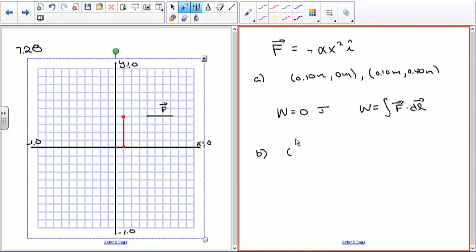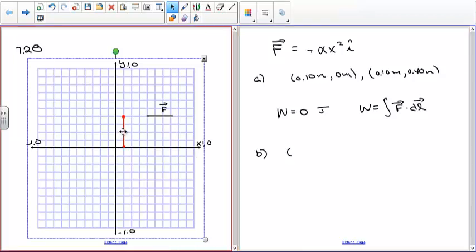Now in the second case, I've got to find my problem again here. Bear with me. Okay, so B says we go from 0.10 to 0.30. So what I'm going to do is still use the same graph, but I'm going to move this out of the way, get rid of this point. So we go from here to here. So the directional vector is this way.